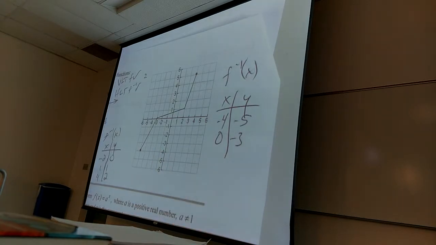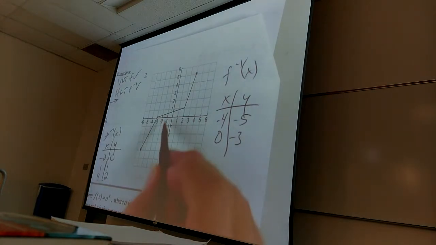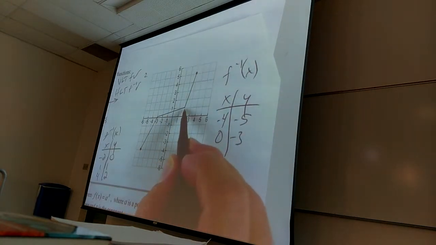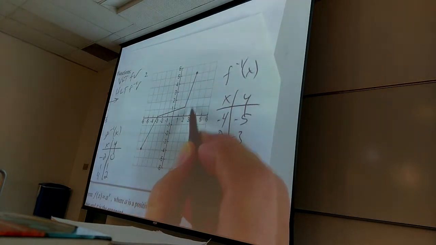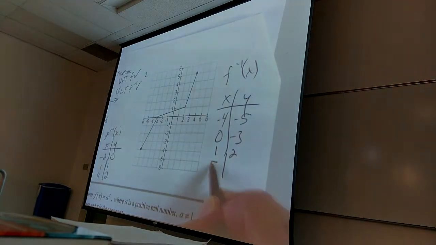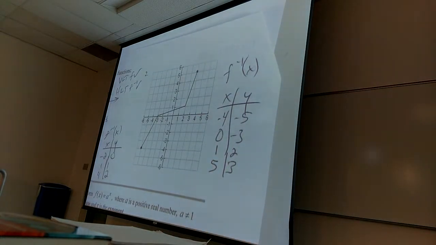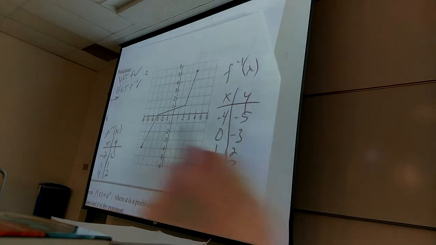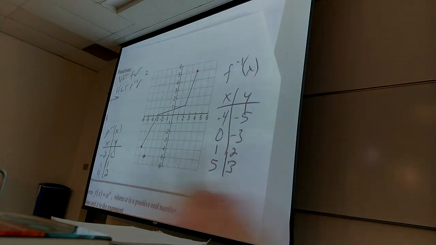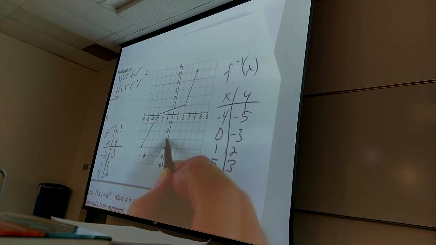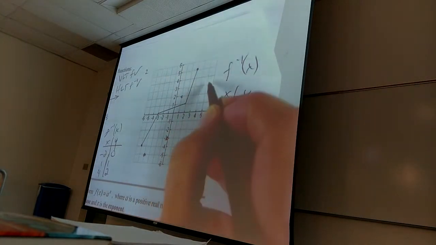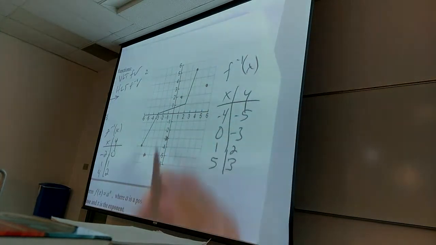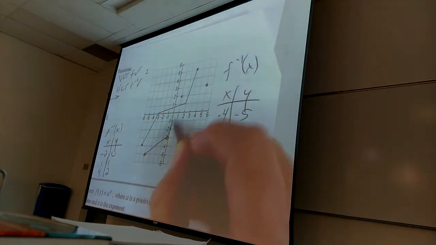You guys following what I'm doing? What's the original go through? It also goes through 2, 1. So what's the inverse going to go through? 1, 2. And then the original goes through 3, 5. So this is going to go through 5, 3. Just switch the x and y every single time. So let's plot these points. -4, -5. 0, -3. 1, 2. 5, 3. It's nice straight lines.